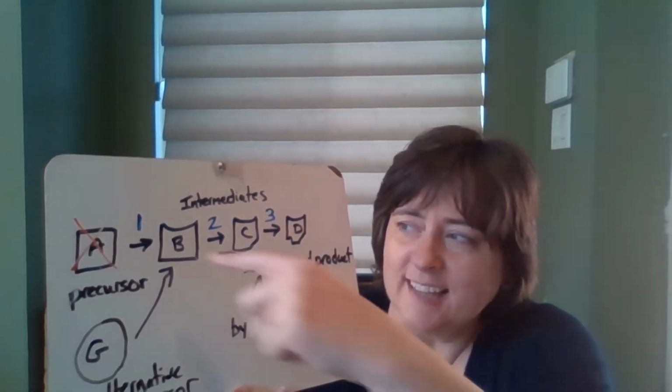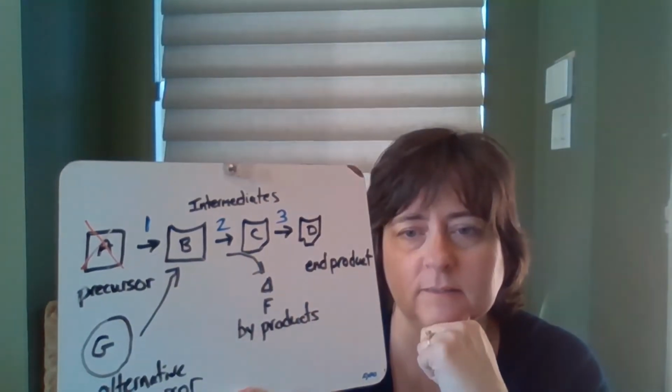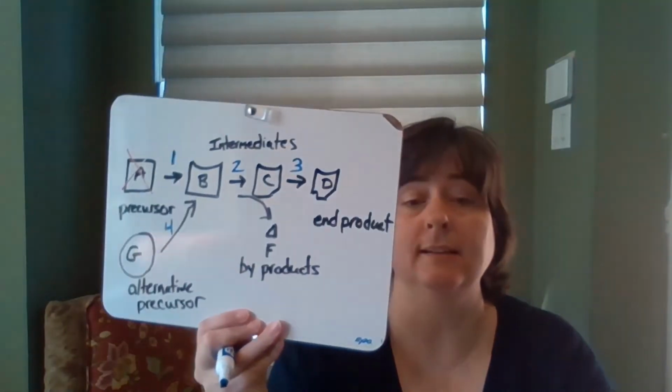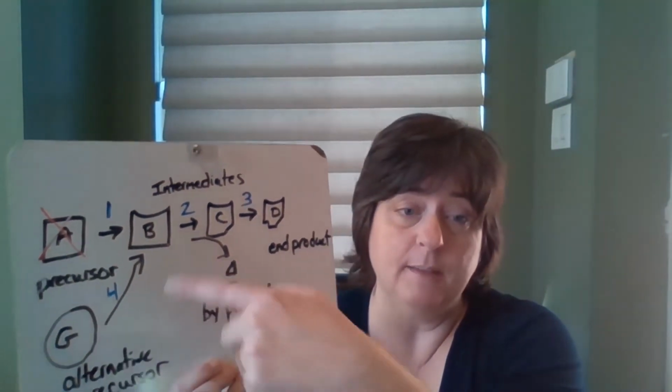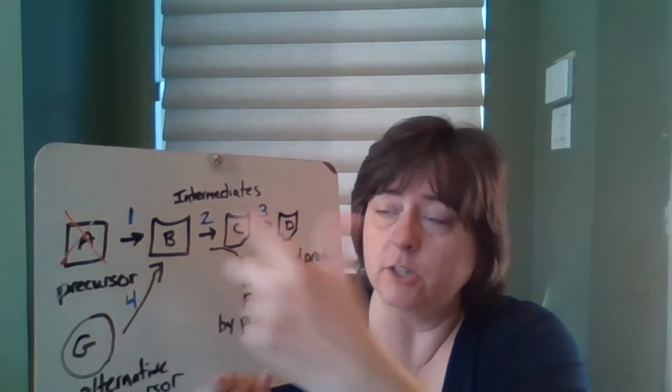So G to B, can I take enzyme 1 and just make it convert G into B? Enzymes are specific, right? So I'm going to need an entirely different enzyme to convert G into B. So I need a new enzyme to do that. So there's another enzyme, enzyme 4. Enzyme 4's job is to bind to G and turn it into B.